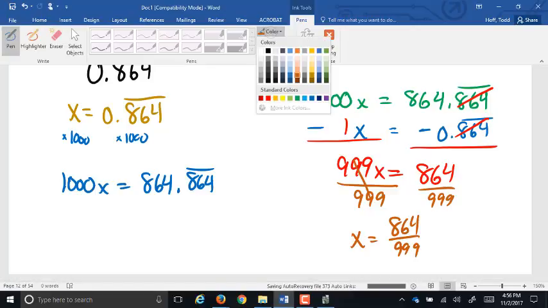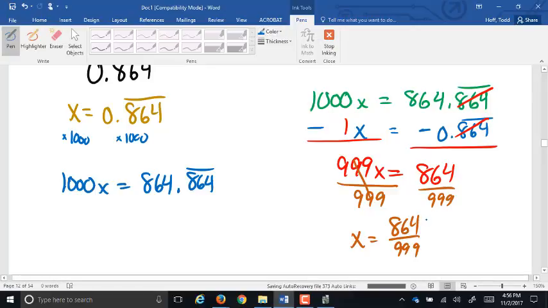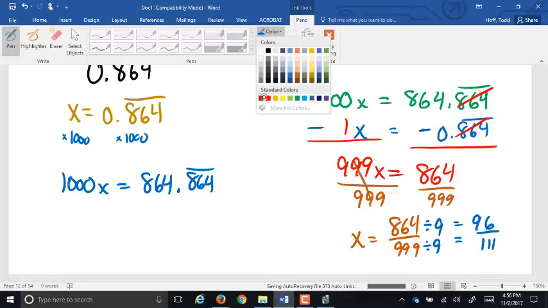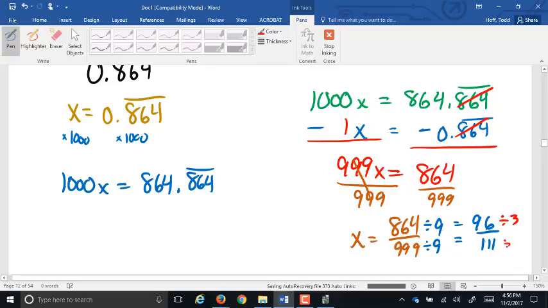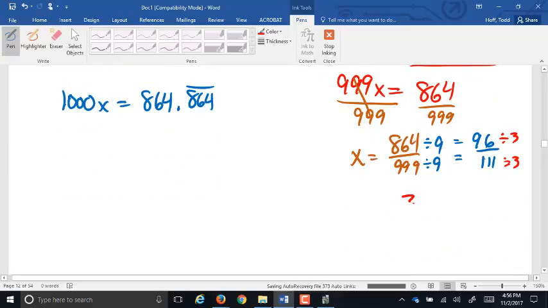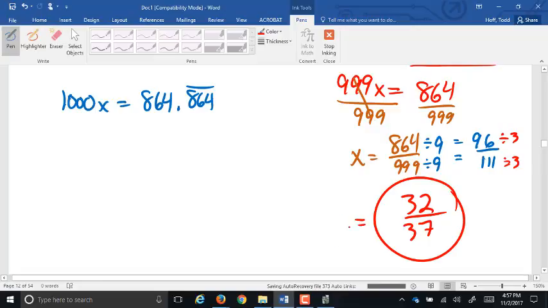Can that be reduced? Yes, both of those numbers can be divided by 9. So we get what, 96? Yeah, that works. You get 96 over 111, which still can be divided by 3. Which gives us 32 over 37. So 32/37 is equivalent to 0.864 repeating.